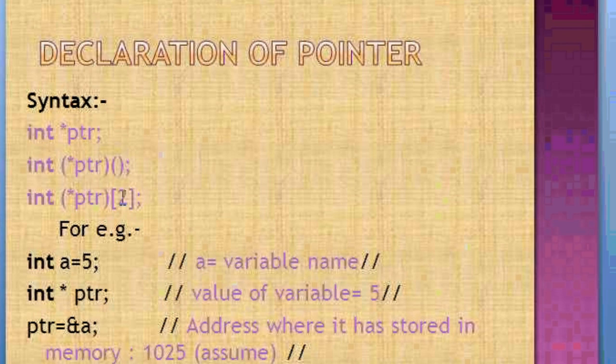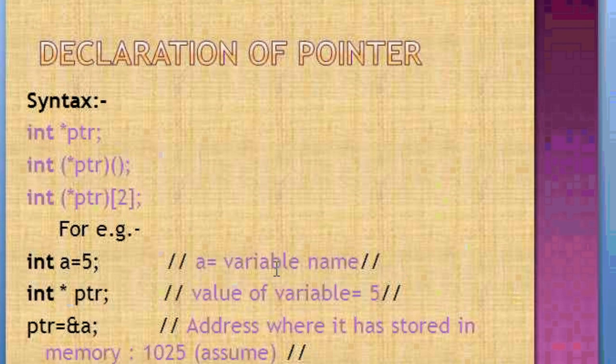Remember, int star ptr of 2 means it is an array which will hold addresses of type integer, which is holding the address of integer type. Okay, so here there are some examples like int a equal to 5. So int star ptr. So ptr will hold the address of.